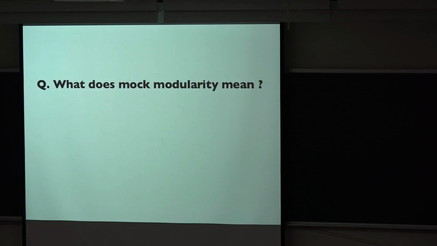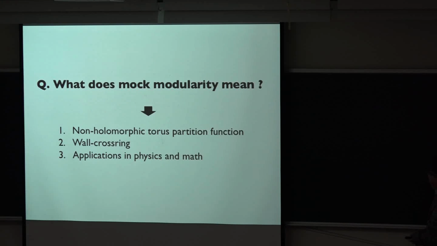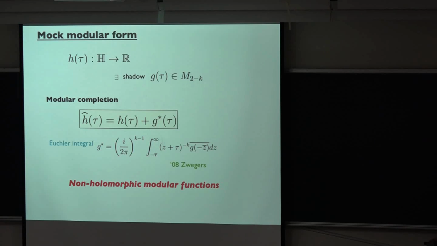So what does mock modularity mean? Okay, maybe there is also plenty of time, so I will briefly explain some interesting things. A mock modular form is a holomorphic function on the upper half plane, and it is not modular, but by adding a non-holomorphic part known as the shadow, and performing some integral operation known as the Eichler integral, we can get a modular form, but it is a non-holomorphic object.